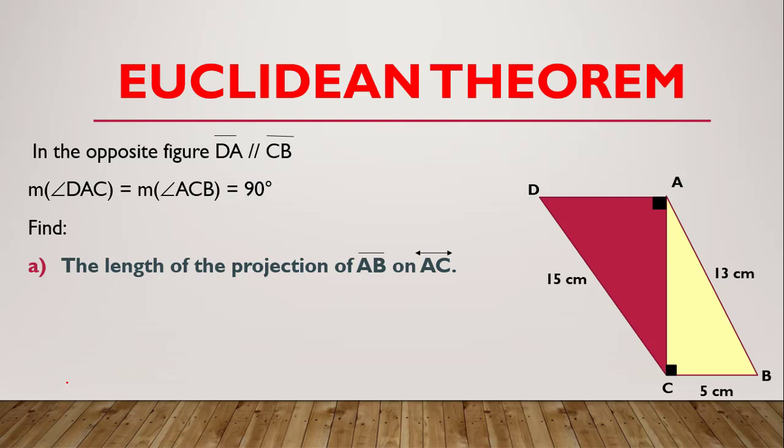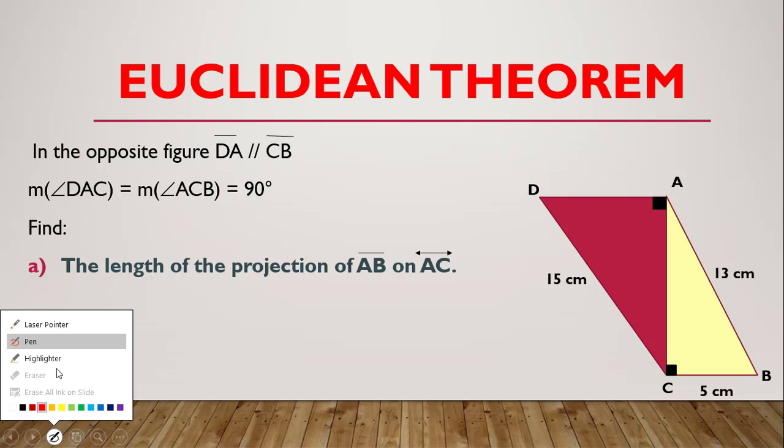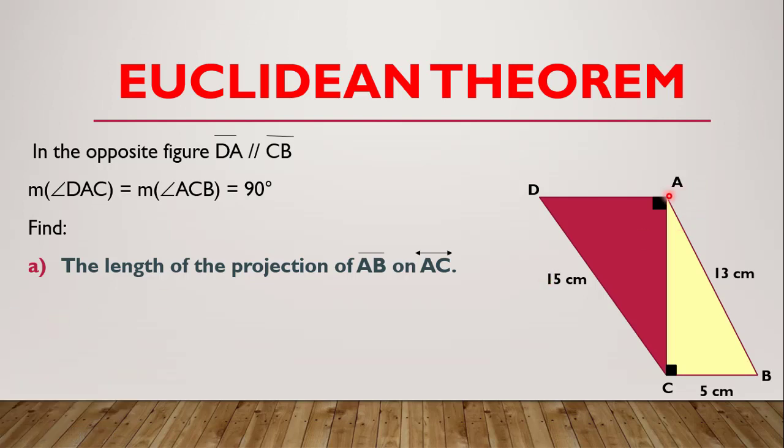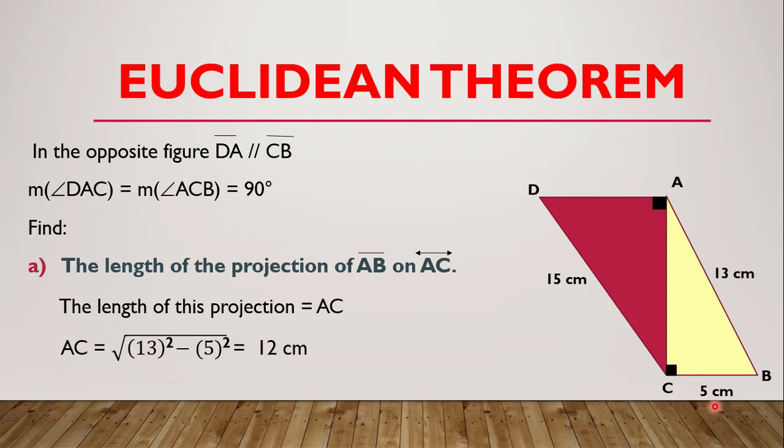The length of the line segment AC, I'll calculate it using the Pythagoras theorem. Here we have a right angle triangle ABC. I have two side lengths. I can get the third using Pythagoras theorem. AC equals the square root of hypotenuse power 2 minus the other side power 2. So it will be the square root of 13 power 2 minus 5 power 2. It will be 12 centimeters.